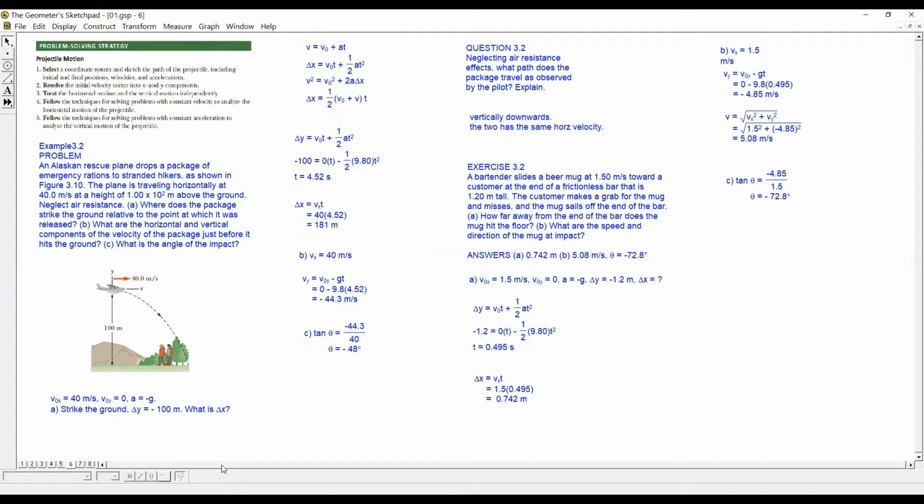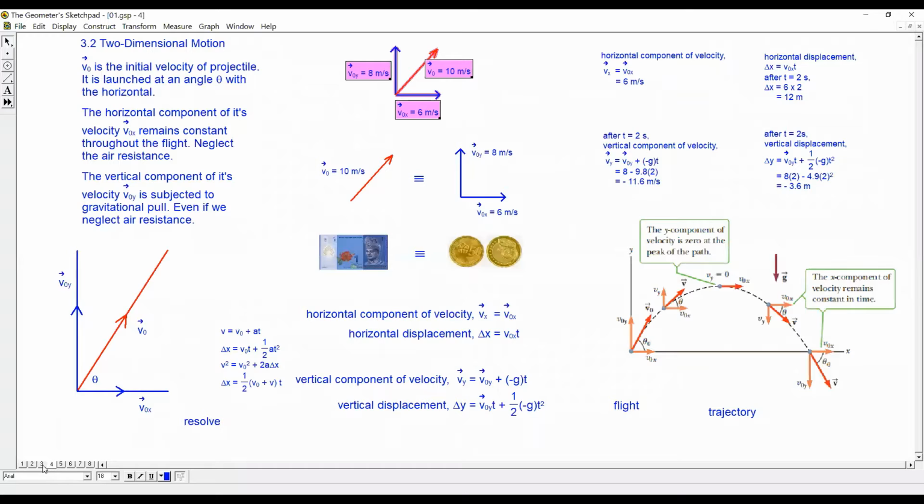Can you see the slides? Yes, I can see it. It's the projectile motion one, right, sir? Okay. So what chapter is this right now? This is chapter three. Okay, this is chapter three.